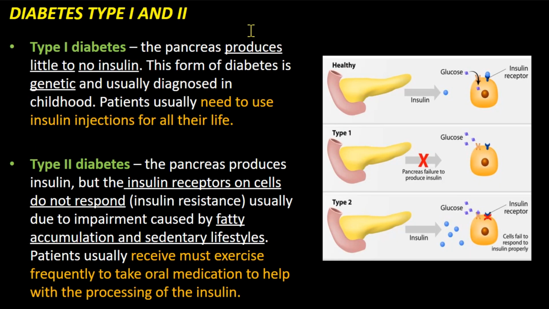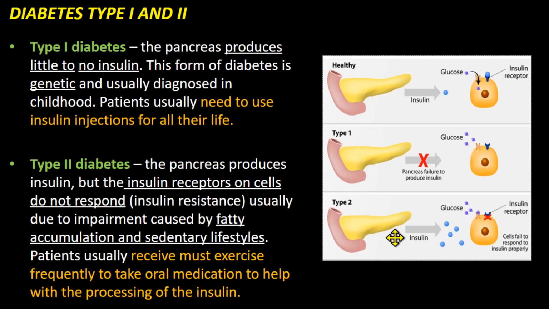So diabetes type 1 and type 2. If you look at the diagram here, the typical thing is that the pancreas is going to release insulin, and that's going to allow glucose to enter the cells. The insulin is going to bind to insulin receptors on the cells, and glucose is going to enter the cells. Type 1 diabetes is when the pancreas produces little to no insulin. This form of diabetes is genetic and is usually diagnosed in childhood, so patients will need to use insulin injections for all their life.